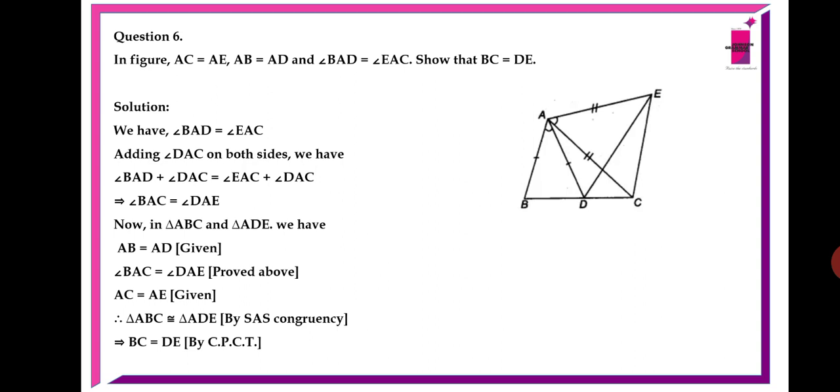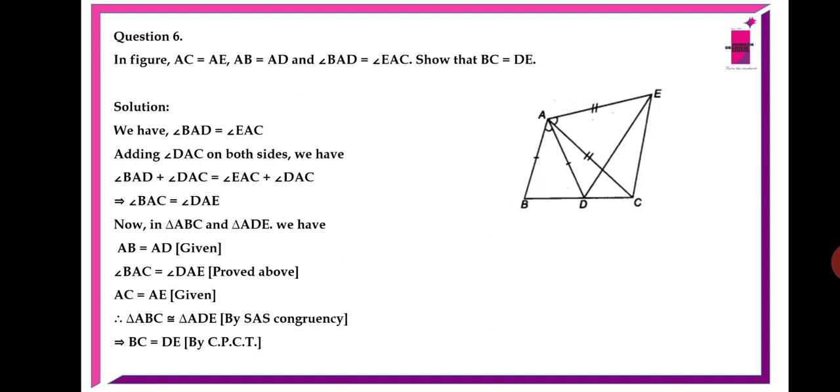Question number 6. In the figure, AC equal to AE, AB equal to AD, and angle BAD equal to angle EAC. Show that BC equal to DE. We have angle BAD equal to angle EAC, so I am going to add angle DAC on both sides, because to get the required data to prove the statement BC equal to DE.